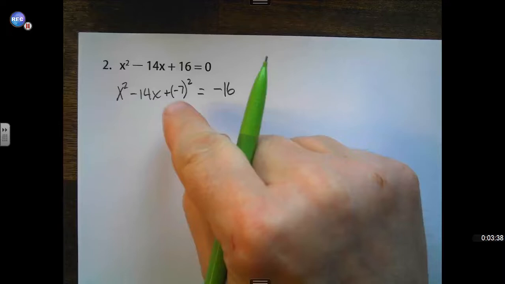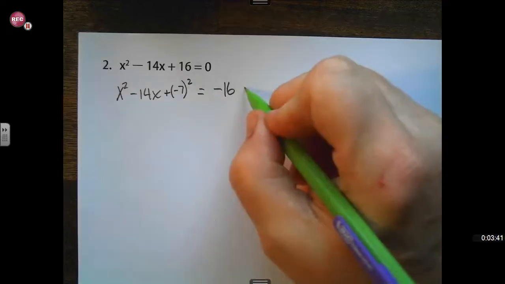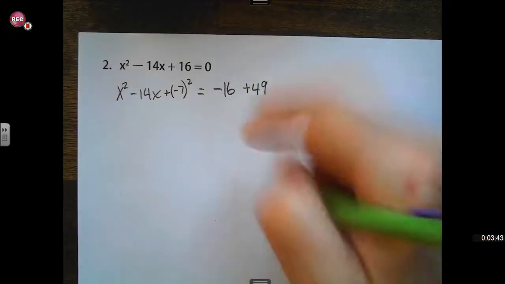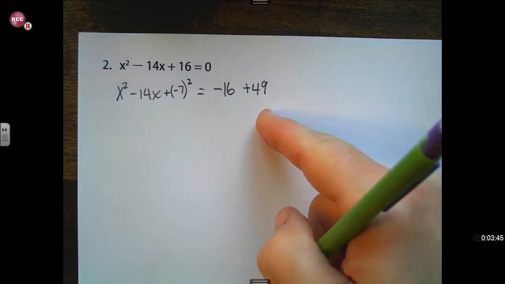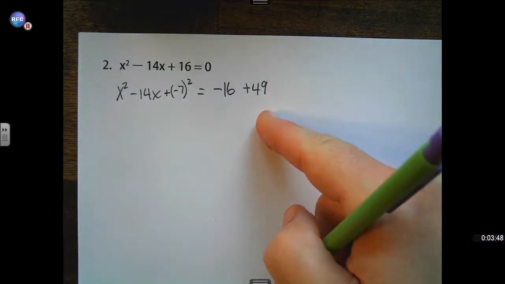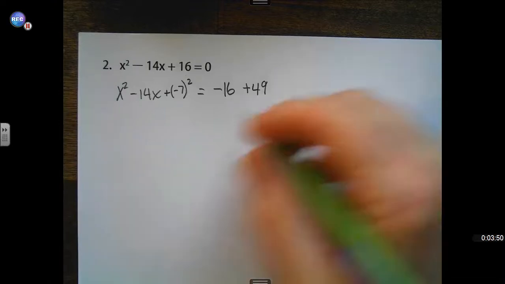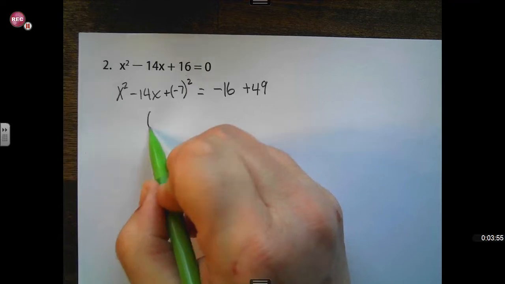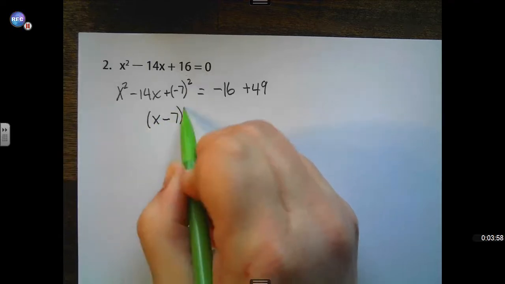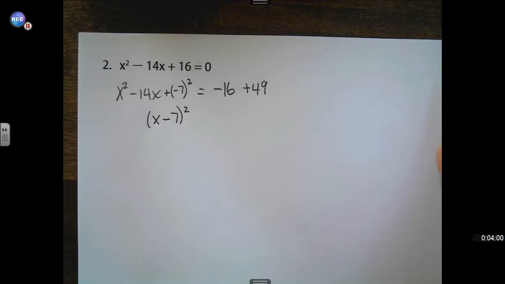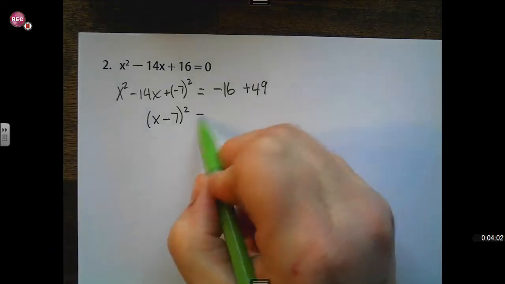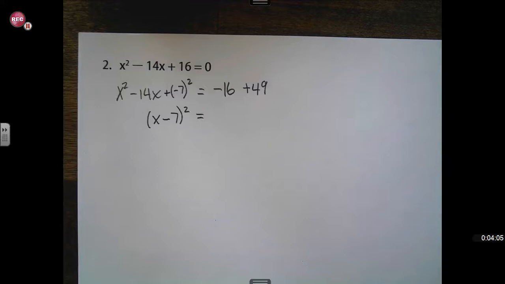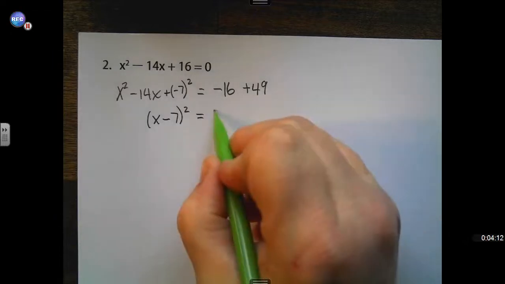And I'm going to add it to this side, and I'm going to add it to this side. But when I add it to this side, I'm going to put plus 49, because negative 7 squared is 49. The reason I leave it like this on this side is because this tells me that this factors to x minus 7 quantity squared. I don't have to think about it. And then negative 16 plus 49, or 49 minus 16, is 33.